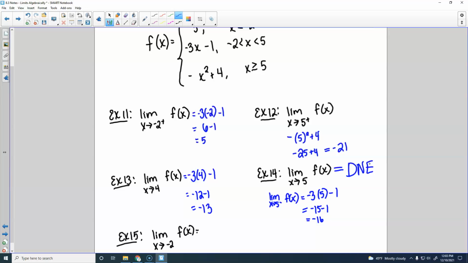Okay, questions? All right, now 15 asks us about the limit as x approaches -2 from both sides. So I already found -2 from the right. It was 5.